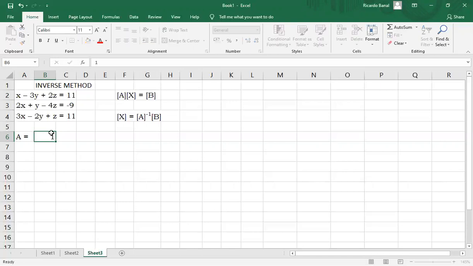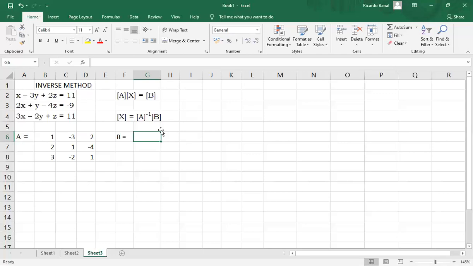So we now have 1, negative 3, and 2. Then on the second row, 2, 1 and negative 4. And lastly, for our third row, we have 3, negative 2 and 1. Next we have to create matrix B, where the elements are all the constants. That is 11, then negative 9, and then 11. So those are the elements.